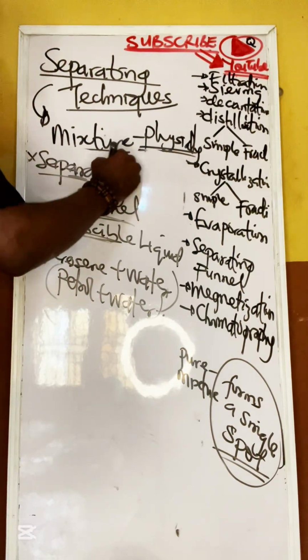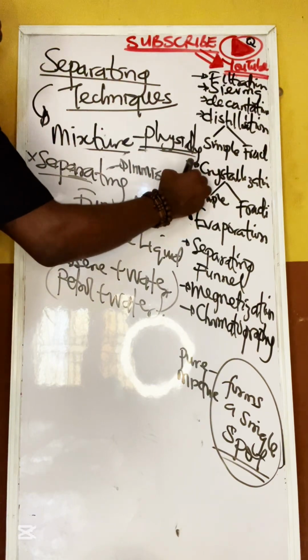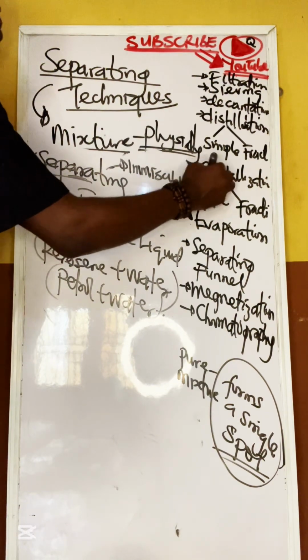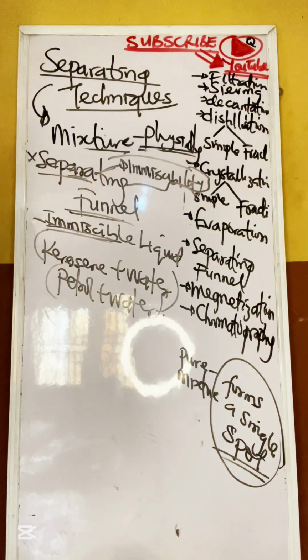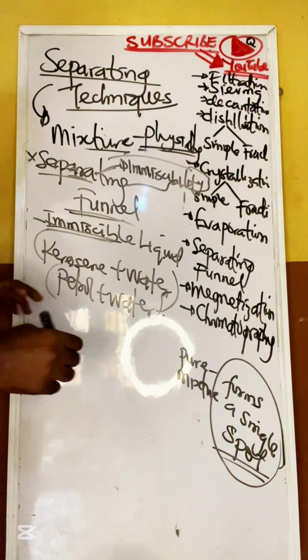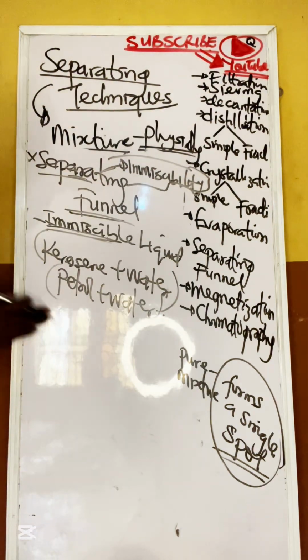So what is the principle that we use? Principle of what? Immiscibility. That's what we use in this case. Please take note of that. Very, very important. So which have I not mentioned? Okay, crystallization. Yes, very important.